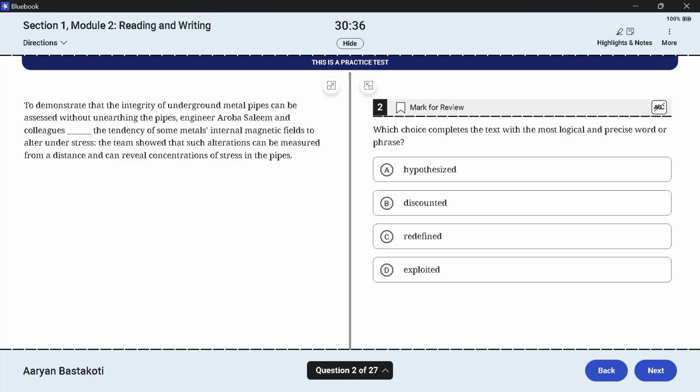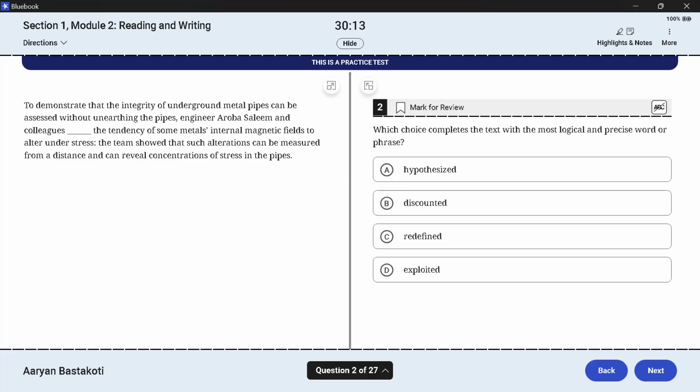To demonstrate that the integrity of underground metal pipes can be assessed without unearthing the pipes, engineer Aruba Salim and colleagues deduct the tendency of some metals' internal magnetic fields to alter under stress. The team showed that such alterations can be measured from a distance and can reveal concentrations of stress in the pipes.